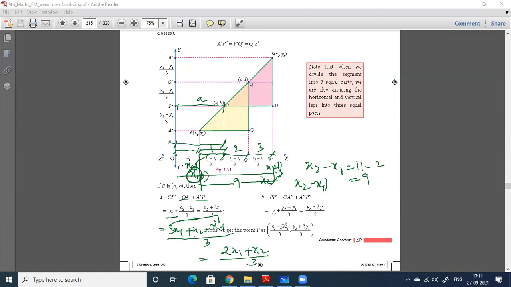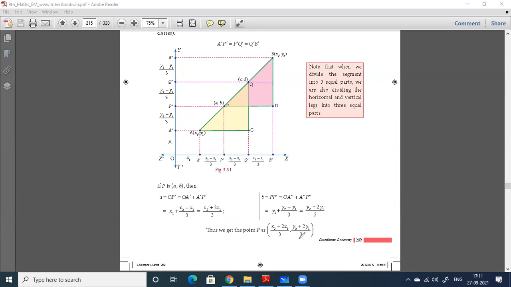We get the point as x2 plus 2x1 divided by 3. Always in convention, you take the second point value first and put the first point value second. Now you are getting here x1 as (x2 plus 2x1) by 3. In the same way, the other one will become (y2 plus 2y1) by 3. That's all.